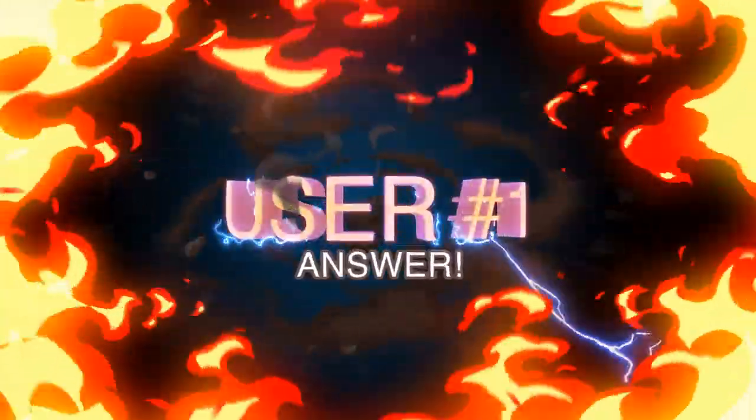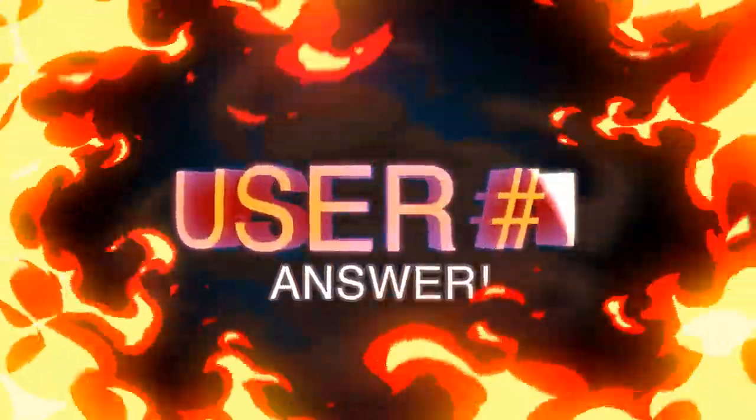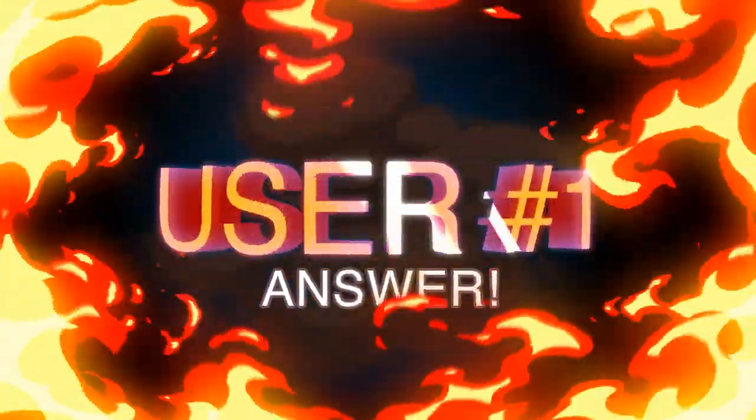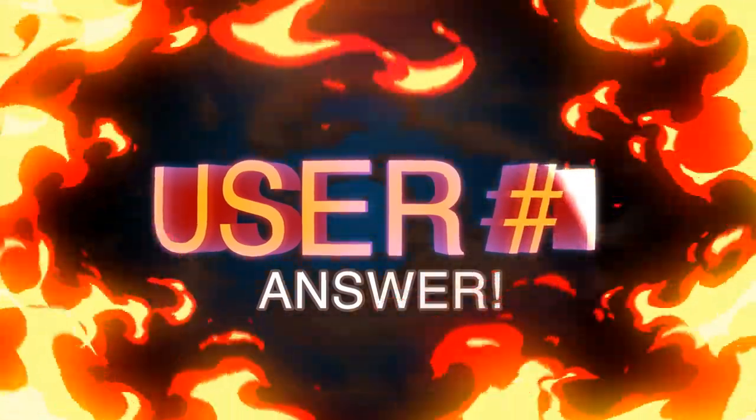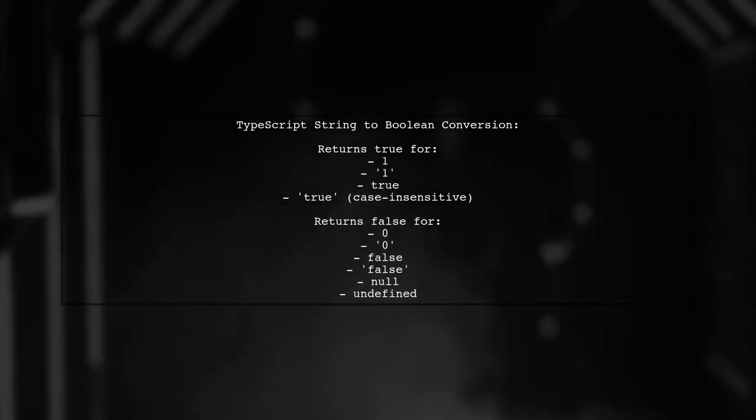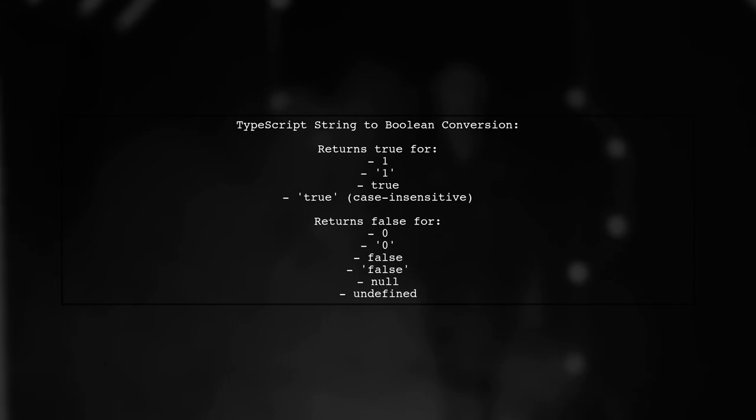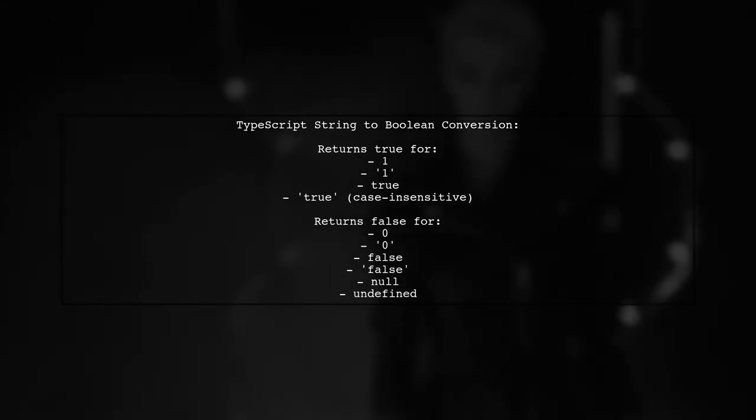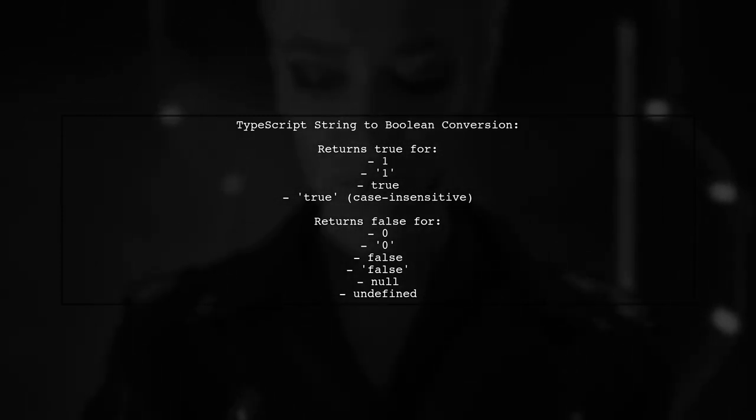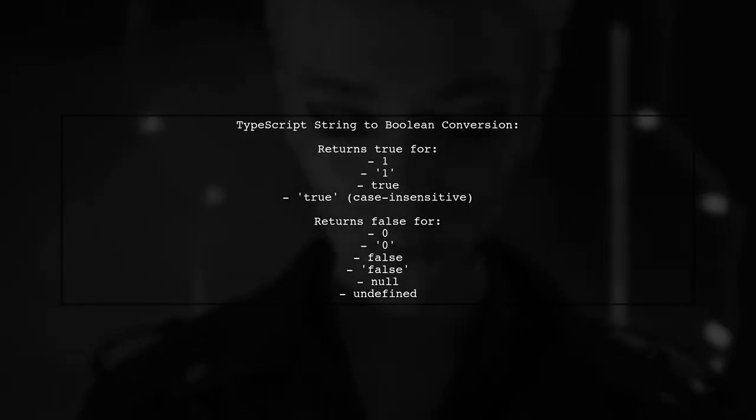Let's now look at a user-suggested answer. To convert a string to a Boolean in TypeScript, the function returns true for values like 1, true, and True, regardless of case. For all other values, it returns false.